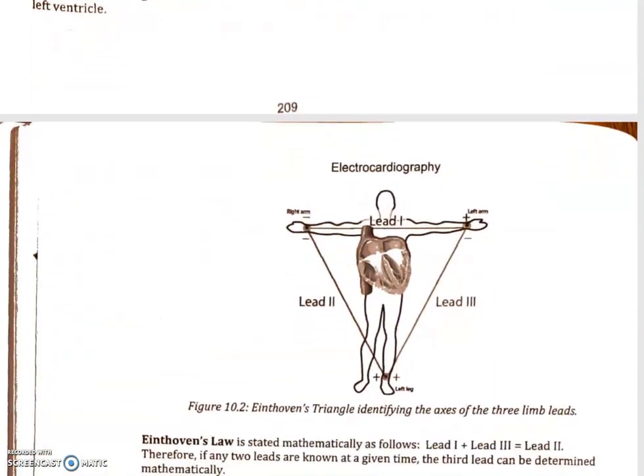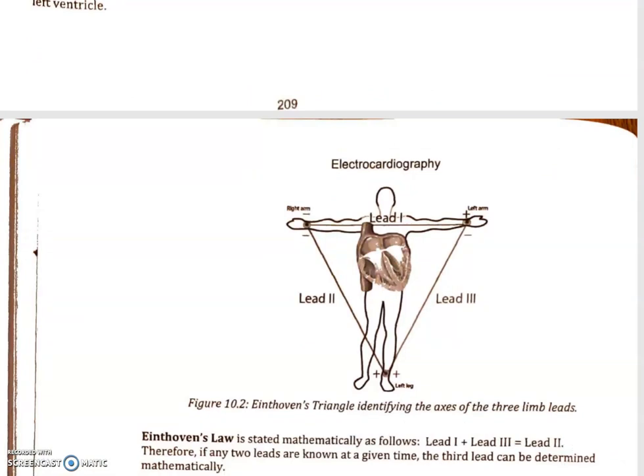Here is Einthoven's triangle explained, with lead 1 going across from right arm to left arm, then lead 2 going from right arm to left leg, and lead 3 going from left arm to left leg. So this is basically the tip here of your triangle, and then the heart showing that the direction of your interventricular septum lines up pretty much perfectly with lead 2. Now that's sort of the perfect textbook person, and the heart sits in their chest cavity perfectly normal, average.